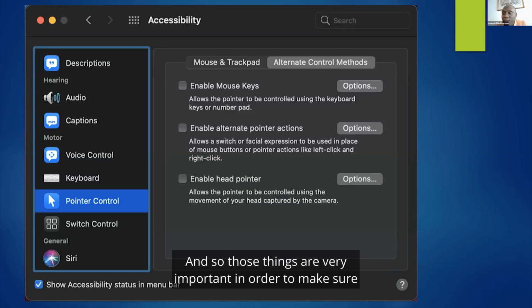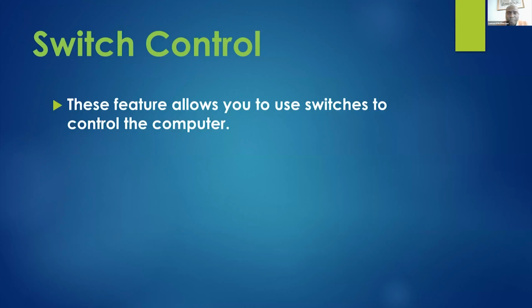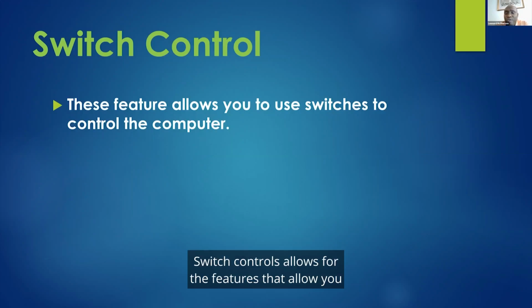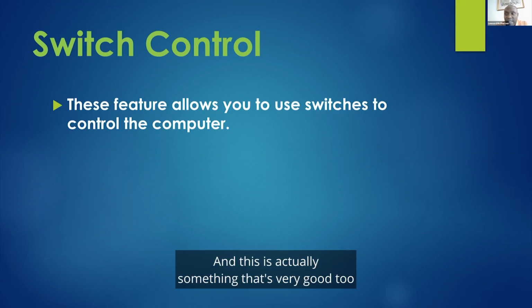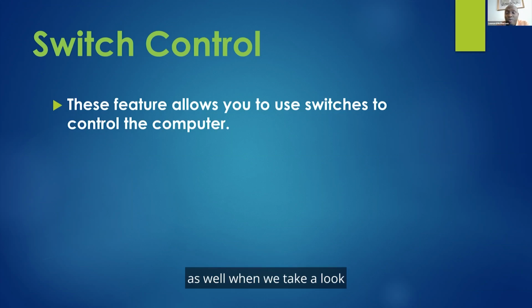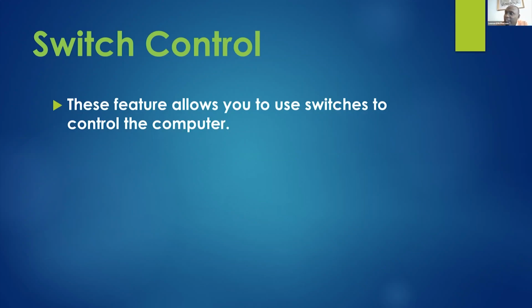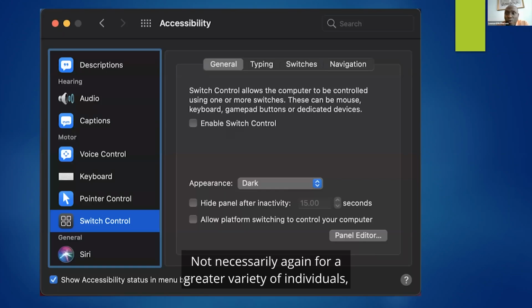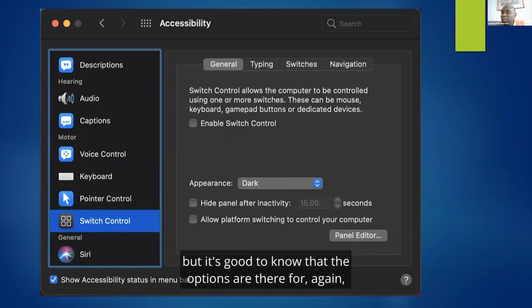And so those things are very important in order to make sure that it allows for the usage as well. Switch controls. Switch controls allows for the features that allow you to use switches to control the computer. And this is actually something that's very good as well for those who may have motor impairments and may have a need for the switches. Not necessarily for a greater variety of individuals, but it's good to know that the options are there for those who may need it. And so again, it's something that can be very beneficial.